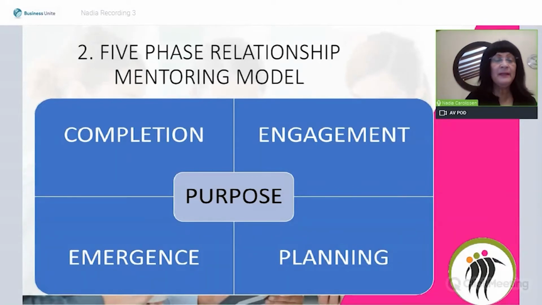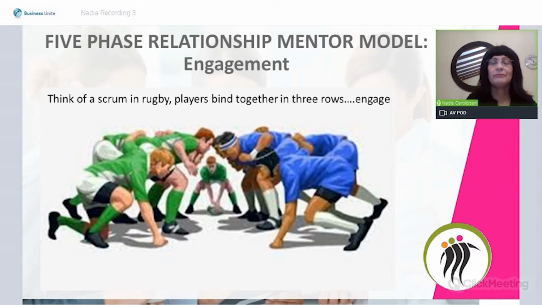The next one in the 5-phase relationship mentoring model is engagement. Now, we live in South Africa, a rugby crazy country. And I think the first place where I got to know the term engagement is when I listened to the referee when the 2 teams scrum. I can still hear that in the back of my mind, engage, that instruction coming. So what do we know about this?